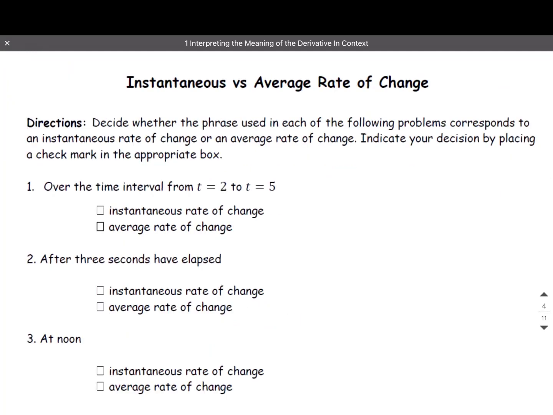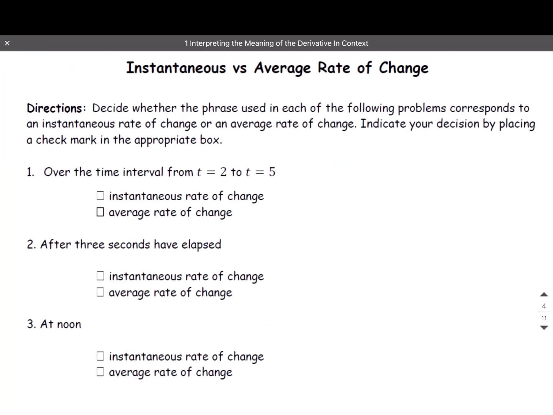Now we want to make sure we know the difference between an instantaneous and an average rate of change. Decide whether the phrase used in each of the following problems corresponds to an instantaneous rate of change or an average rate of change. Remember that an instantaneous rate of change happens at one specific moment in time. An average rate of change happens over a period of time. So over the time interval from t equals 2 to t equals 5, that's a period of time. That's an average rate of change. After 3 seconds have elapsed, that's a specific moment in time. That's an instantaneous rate of change. At noon, that's a specific time. That's also an instantaneous rate of change.